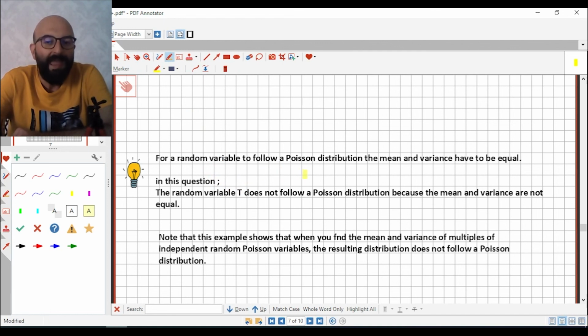For a random variable to follow a Poisson distribution, the mean and variance have to be equal. In this question, the random variable t does not follow a Poisson distribution because the mean and variance are not equal. Note that this example shows that when you find the mean and variance of multiples of independent Poisson random variables, the resulting distribution does not follow a Poisson distribution.